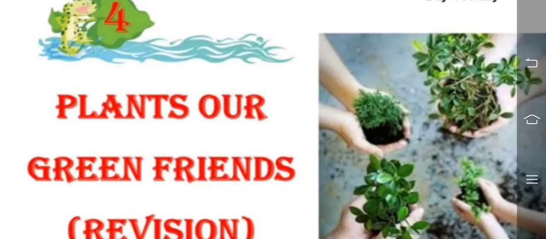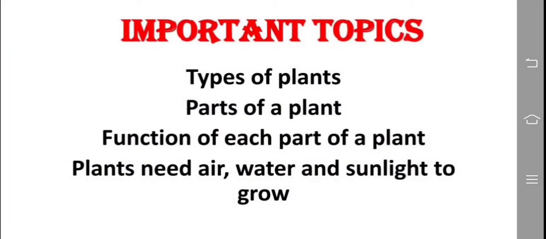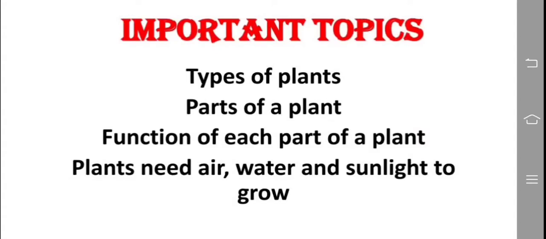Students, today we will do revision of chapter 4, Plants, Our Green Friends. You know that chapter 3, Fun Time, is not in our syllabus of PT1. That's why we are doing chapter 4. Let's find out the important topics of this chapter. They are types of plants, parts of a plant, function of each part of a plant, and plants need air, water and sunlight to grow.